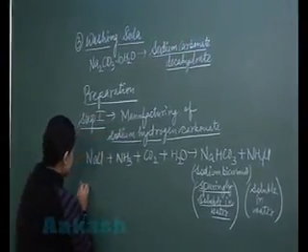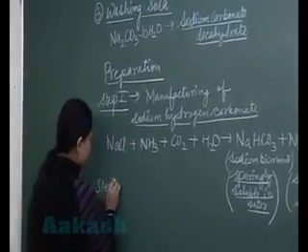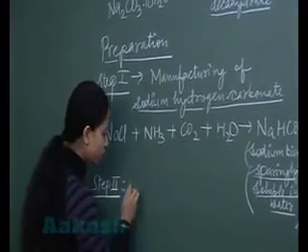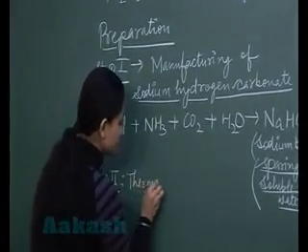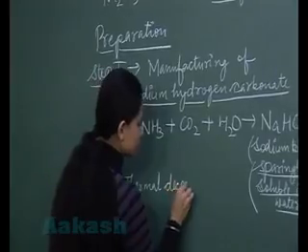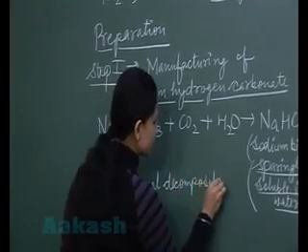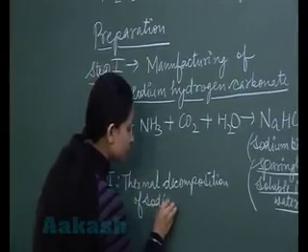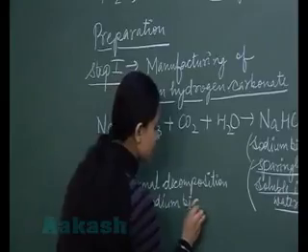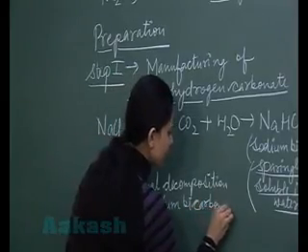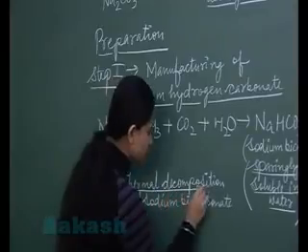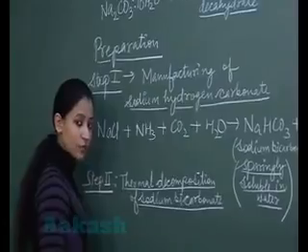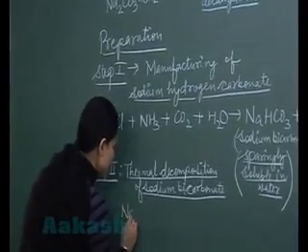Students, the second step is the thermal decomposition of sodium bicarbonate. So in the first step, we obtain sodium bicarbonate, and second step, students, is the thermal decomposition of sodium bicarbonate, which we obtained in the first step. Now students, let us see what happens upon the thermal decomposition of sodium hydrogen carbonate.